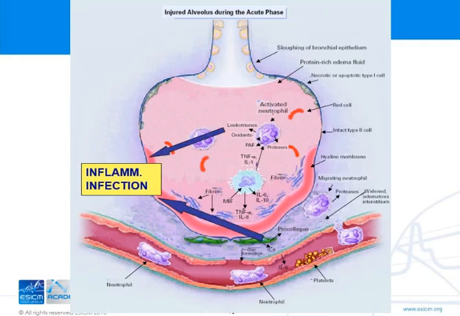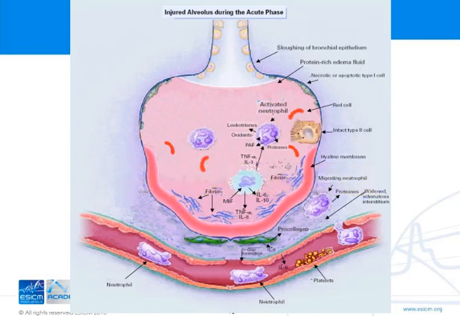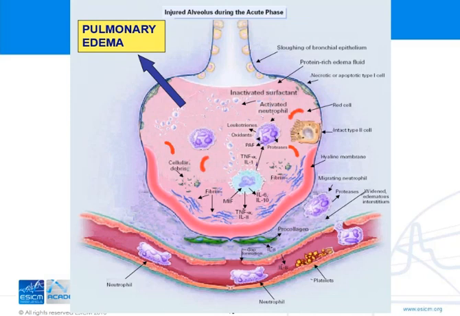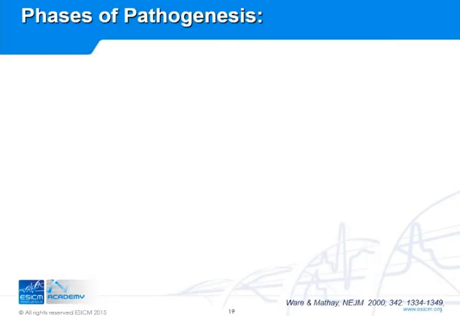Going on with this phenomenon, the inflammation and infection worsen, and at this time there is the appearance of consolidation without the possibility of recruitment, because the lung is like the liver, very well consolidated. And the process continues. You may have an inactivation of the surfactant. You have, again, the deposition of hyaline membrane, and the pulmonary edema in the other parts of the alveoli goes on. The compliance is reduced, and due to the edema and the consolidation of the other part, you have alveolar collapse due to decompression.